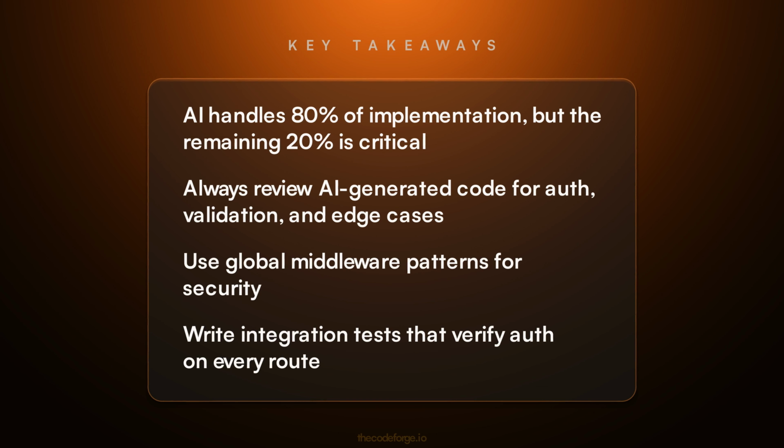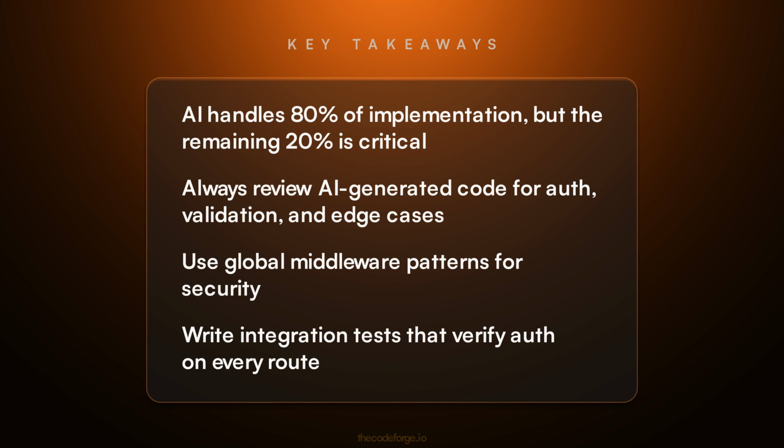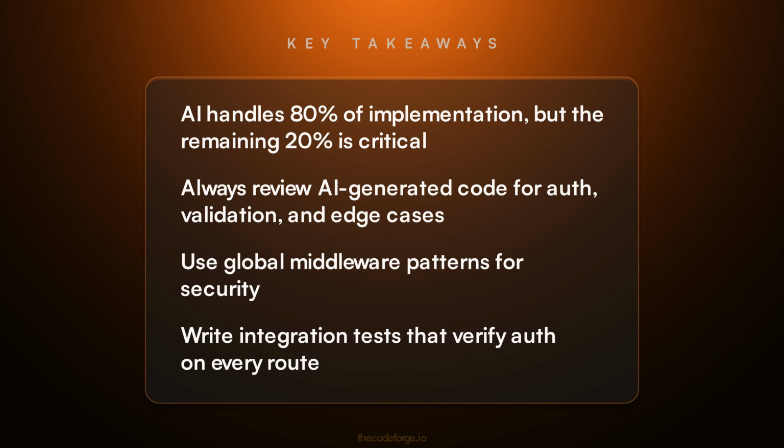Let's recap the key takeaways. AI handles 80% of implementation, but the remaining 20% is critical. Always review AI-generated code for auth, validation, and edge cases. Use global middleware patterns for security. Write integration tests that verify auth on every route.